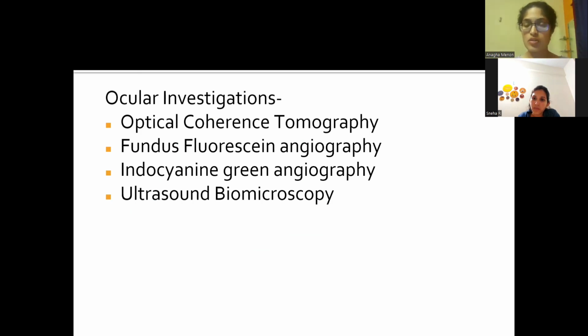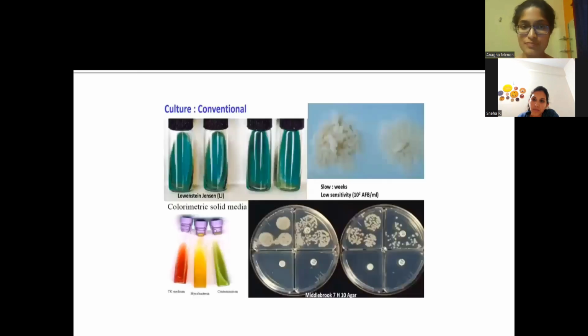And then we have your ultrasound biomicroscopy also, okay? So OCT is one of the best tests because you can see all the layers of the retina without any invasion. So OCT and ICG, indocyanine green angiography, are the two best.